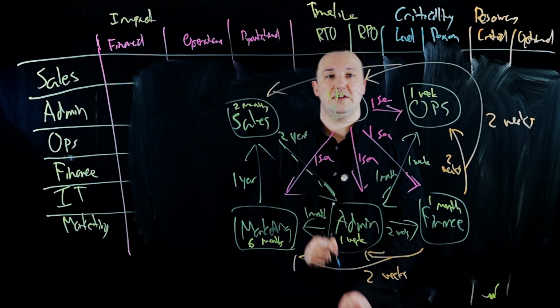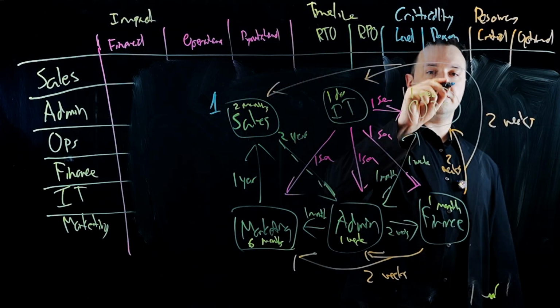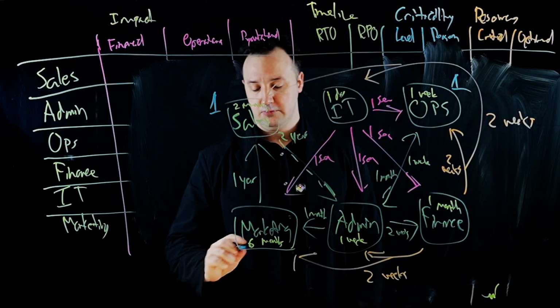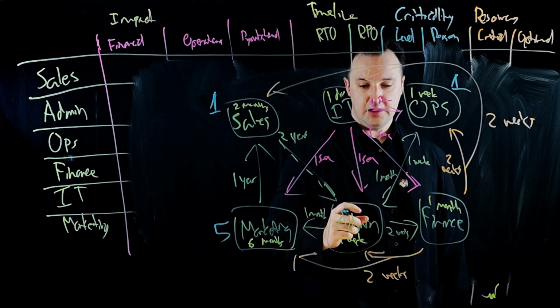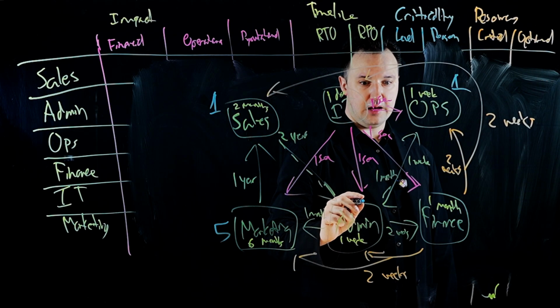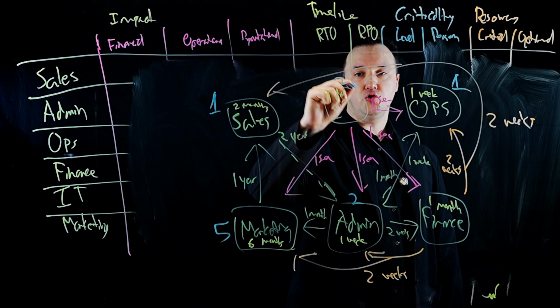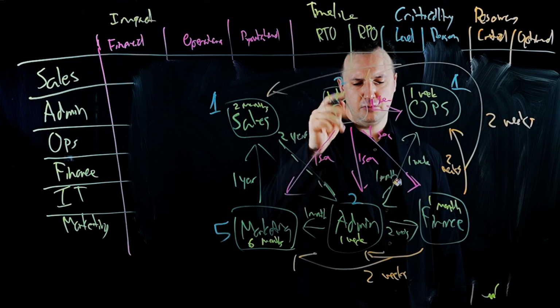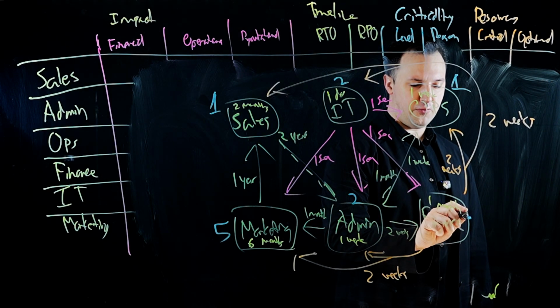So how important is each thing? We determined that sales was criticality 1, ops was criticality 1, marketing was criticality 5, admin was dependent. Ops was criticality 2 or 3, I forget, I'm going to say 2. We remember IT was criticality 2, I think. I forget, 2 or 3. And then finance was criticality, I believe, 3 or 4.